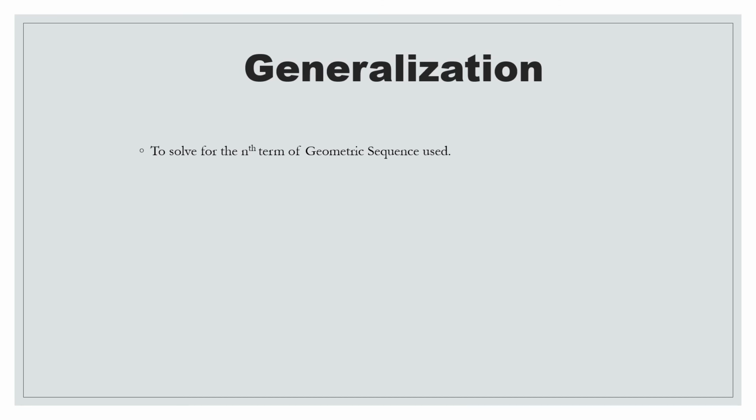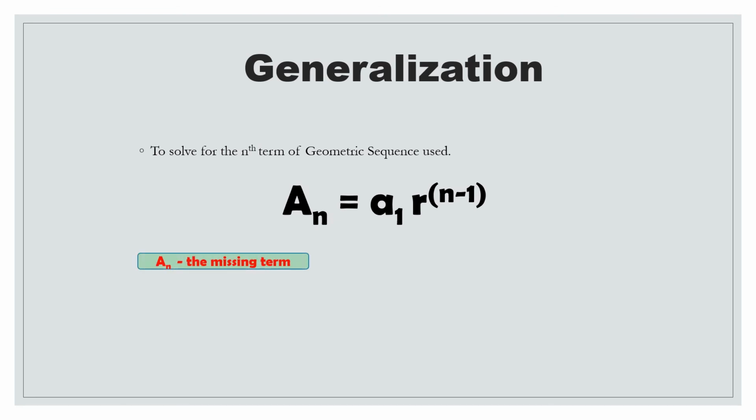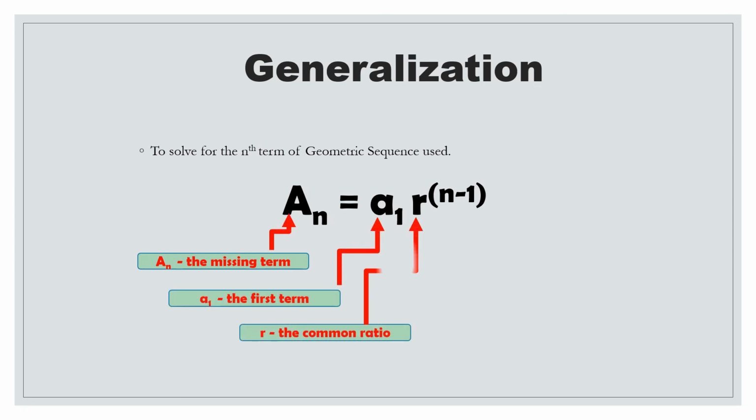So how do we solve for the nth term of a geometric sequence? We use the formula a sub n is equal to a sub 1 times r raised to n minus 1, where a sub n is the missing term, a sub 1 is the first term, r is the common ratio, and n is the position of your a sub n.